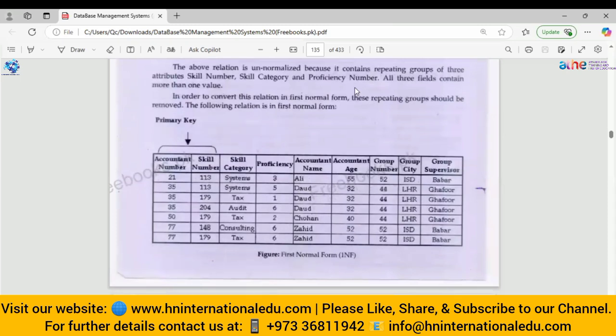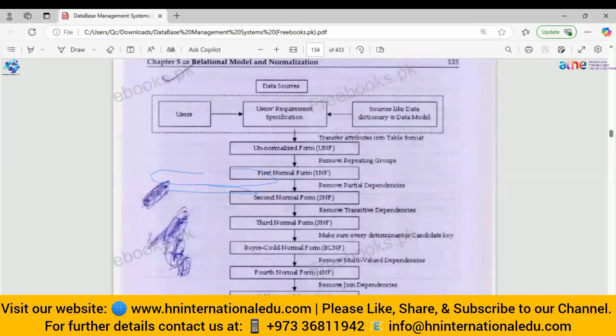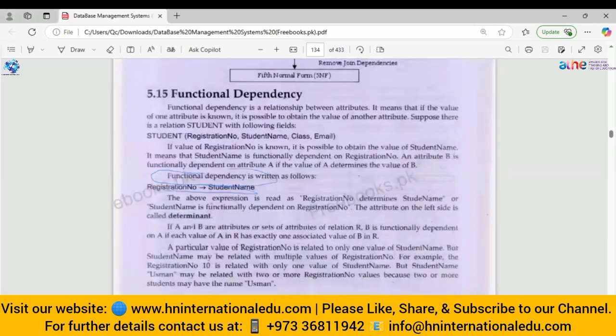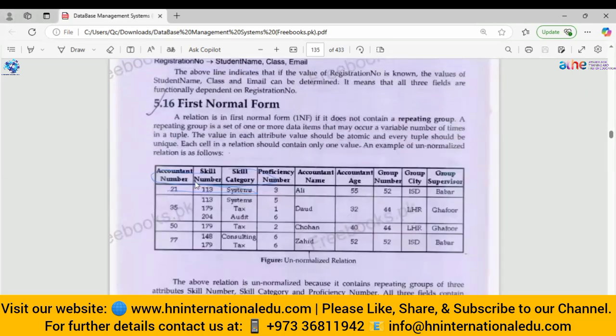So now this table is completely in the first normal form. How? See, each and every value is in a single cell. Just like this. What we do is just remove the repetition. Here, in the unnormalized table, the accountant number 35 contains three values.